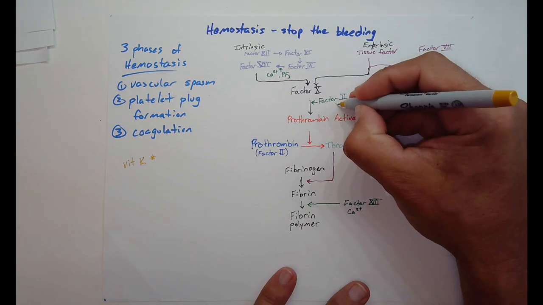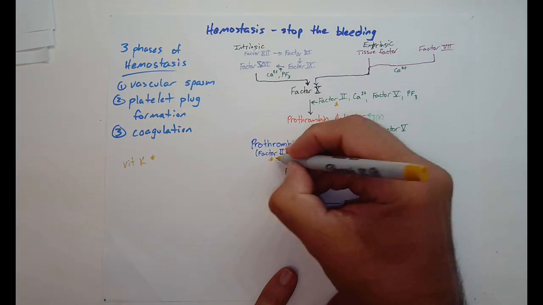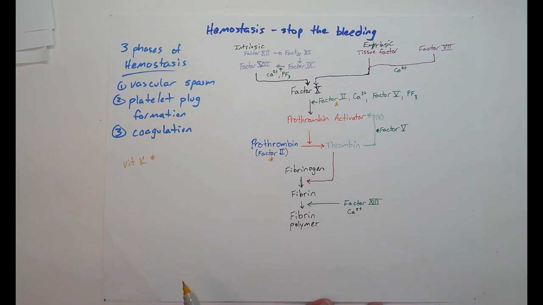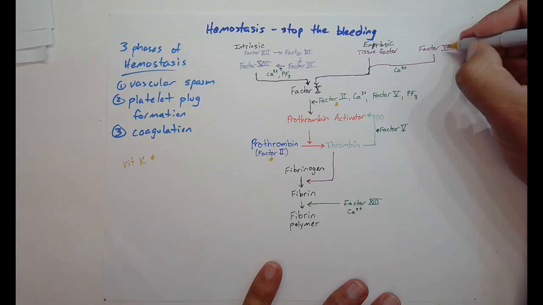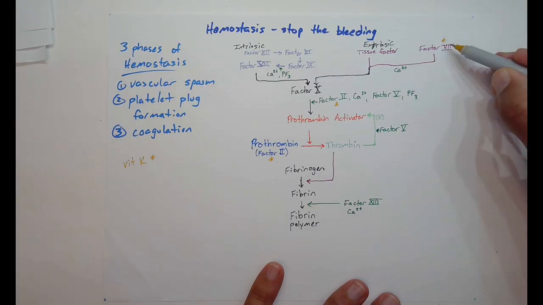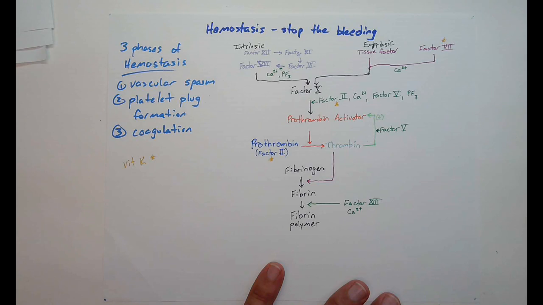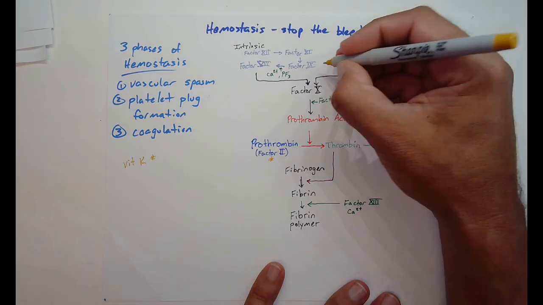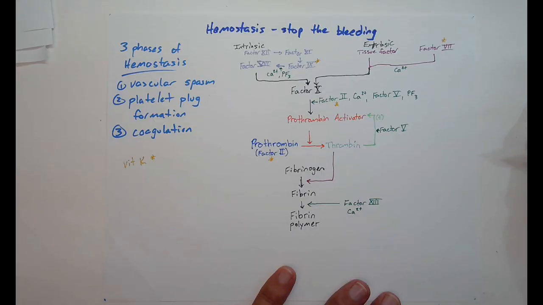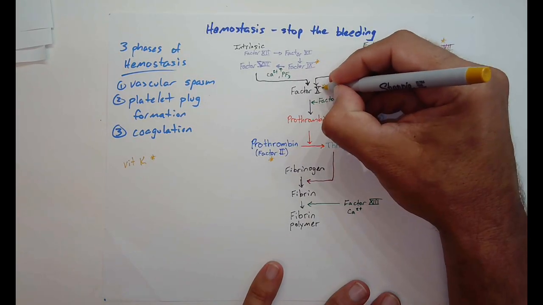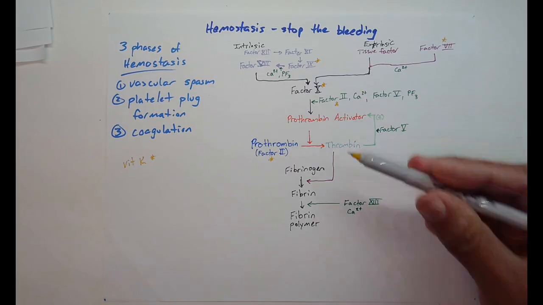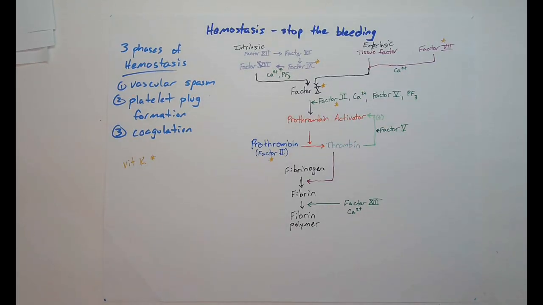Anytime we're dealing with factor 2, prothrombin is vitamin K dependent. Another one that is vitamin K dependent is factor 7 up here. So vitamin K is required for this part of the pathway to run. Another part of the pathway that requires vitamin K is factor 9. And the last one is right here with factor 10. All of these parts of the pathway require vitamin K. Now, for my students, I don't require you to memorize that.